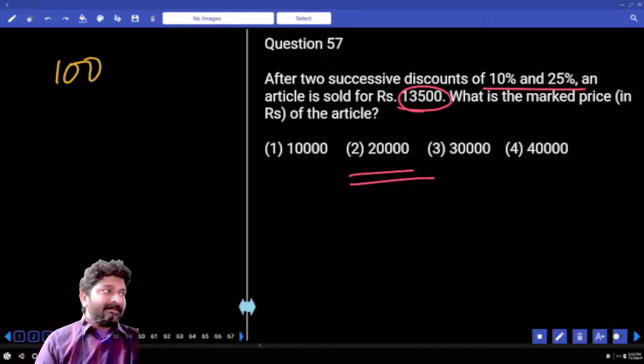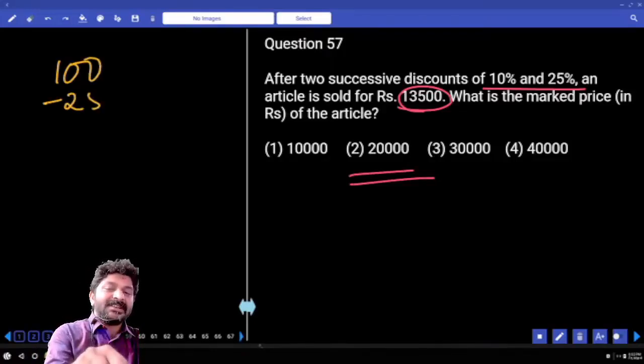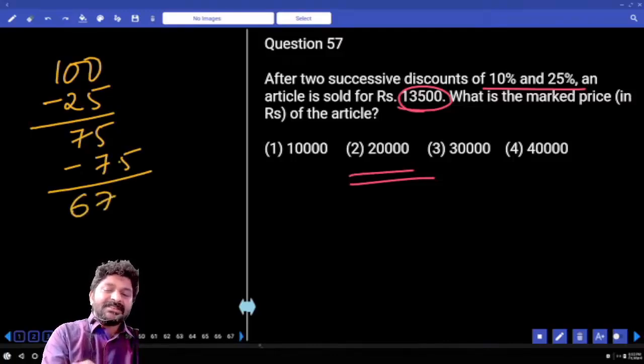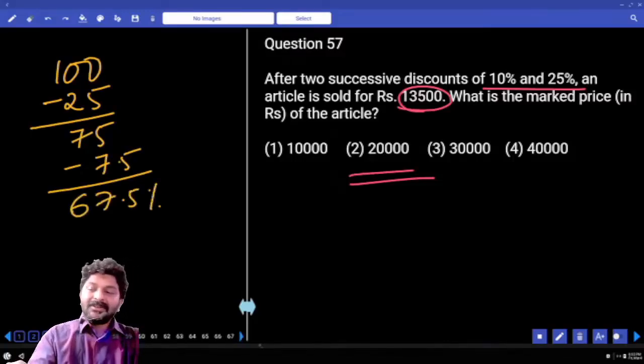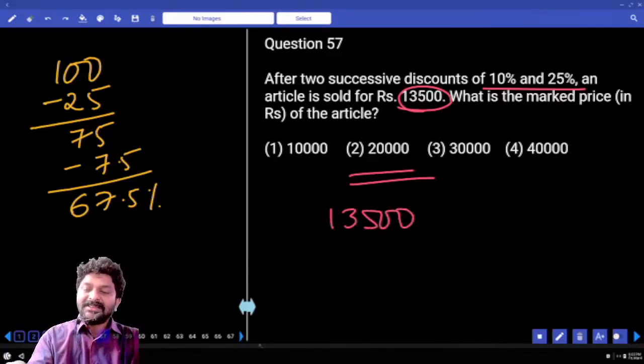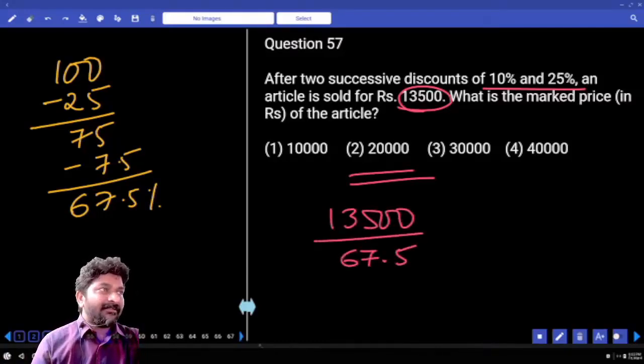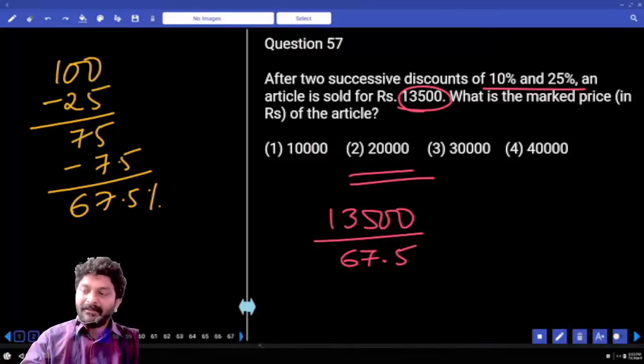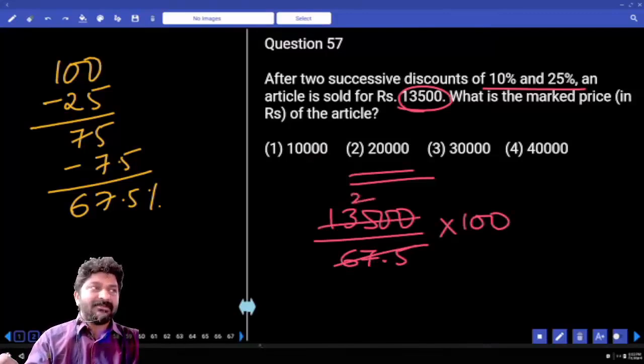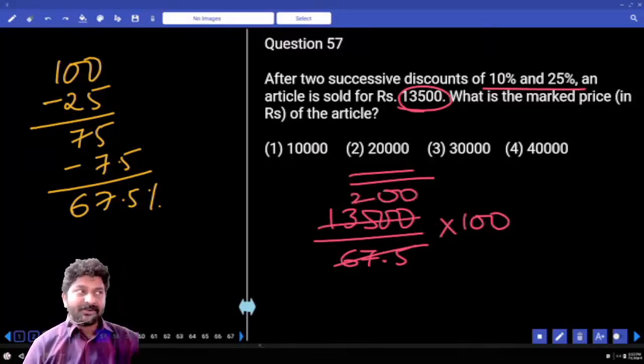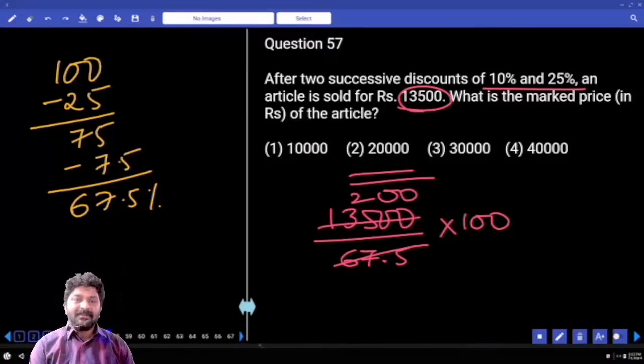Final. If you want the exact answer, look at this. Initial value is 100. First I am giving a 25% discount. Value becomes 75, then a 10% discount, 7.5. Then the value becomes 67.5%. So 13,500 is equal to 67.5%. 1% value is divided by 67.5. We want the original value, that is into 100. This is exactly 2 times 135, 2 more zeros. 200 into 100, 20,000. But my point is, this is not required.